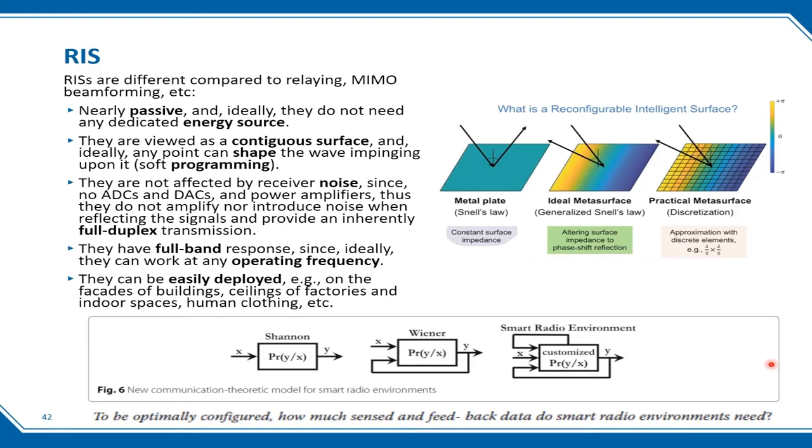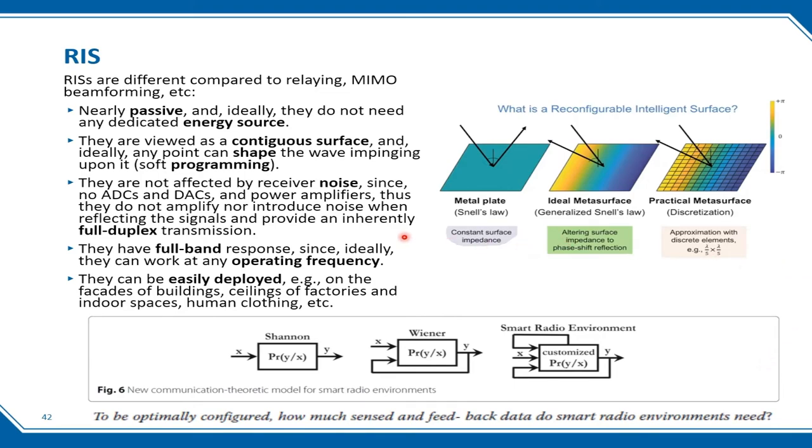So they have a full band response, and ideally they can work in any operating frequency. They can be easily deployed, for example, on the facades of buildings and ceilings of factories, indoor spaces, as well as on human clothing. So that's the kind of different deployment that we'll see in the years to come.